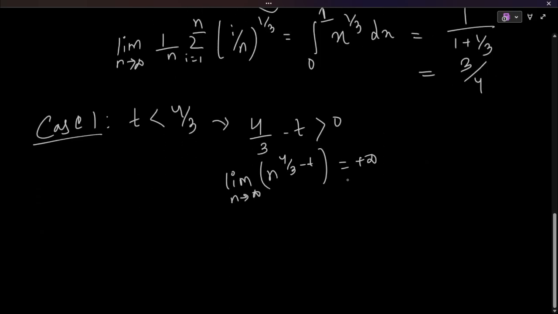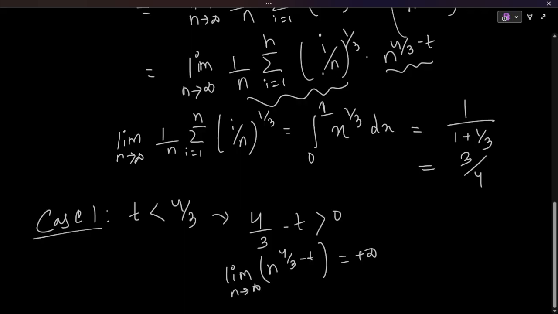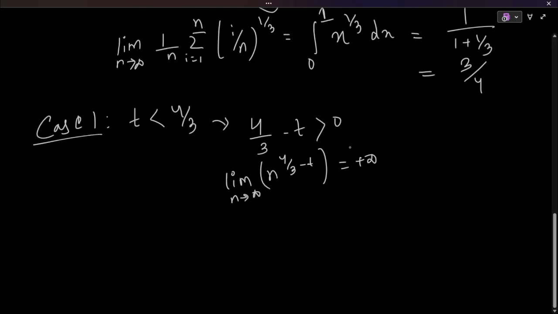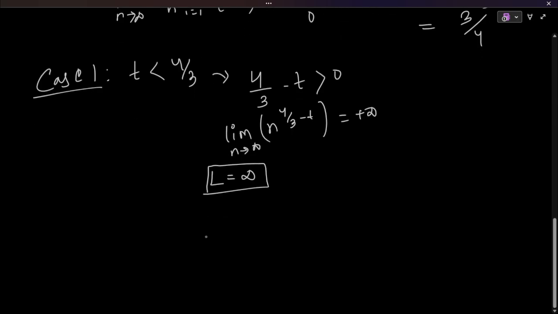So you can show by bounding, since this is a finite number, that this limit should be greater than this limit. And if the n to the power 4 by 3 minus t term, which bounds the entire sum, goes to infinity, the whole thing goes to infinity. So if t is less than 4 by 3, then our L goes to infinity, which is not what we want, right? So t less than 4 by 3 won't work.